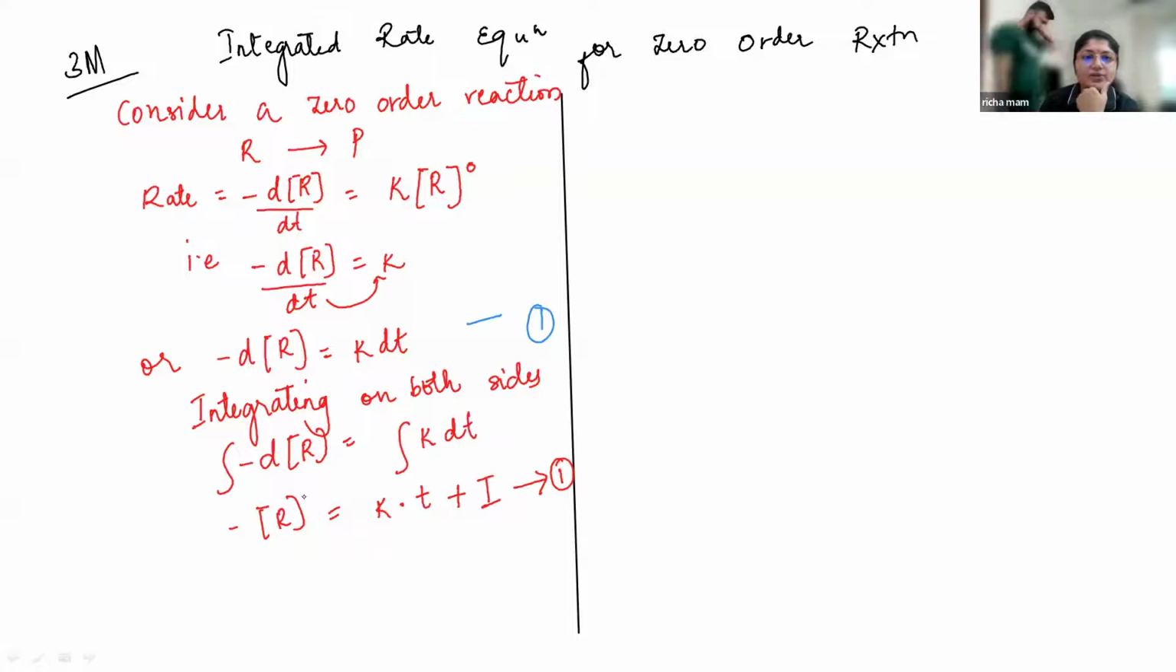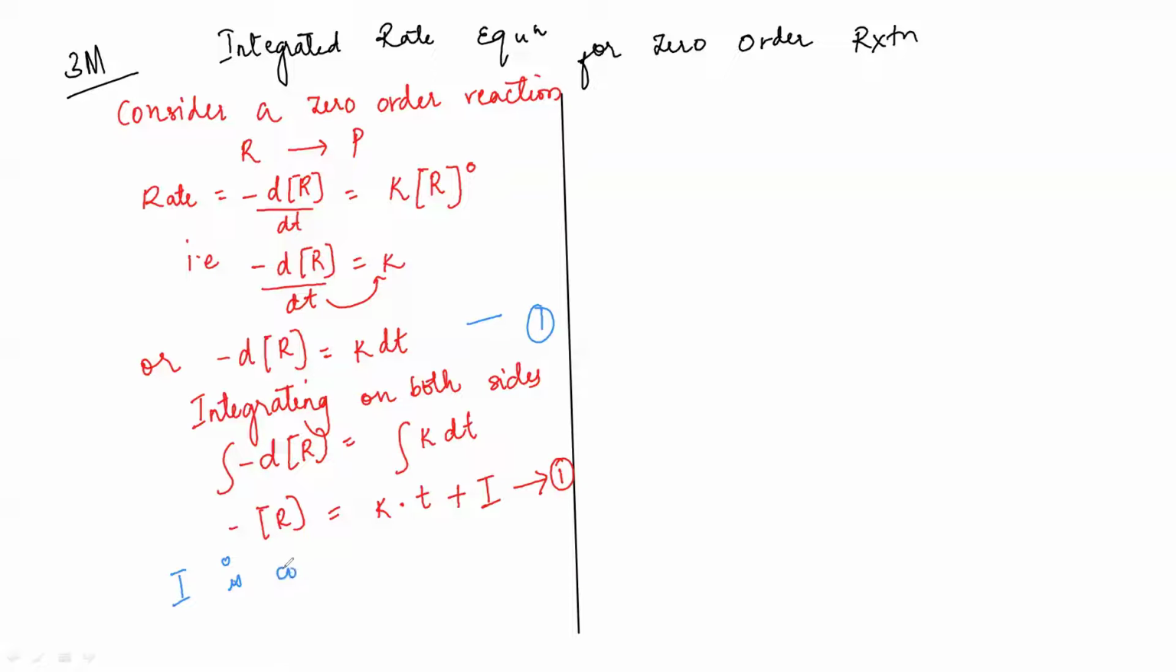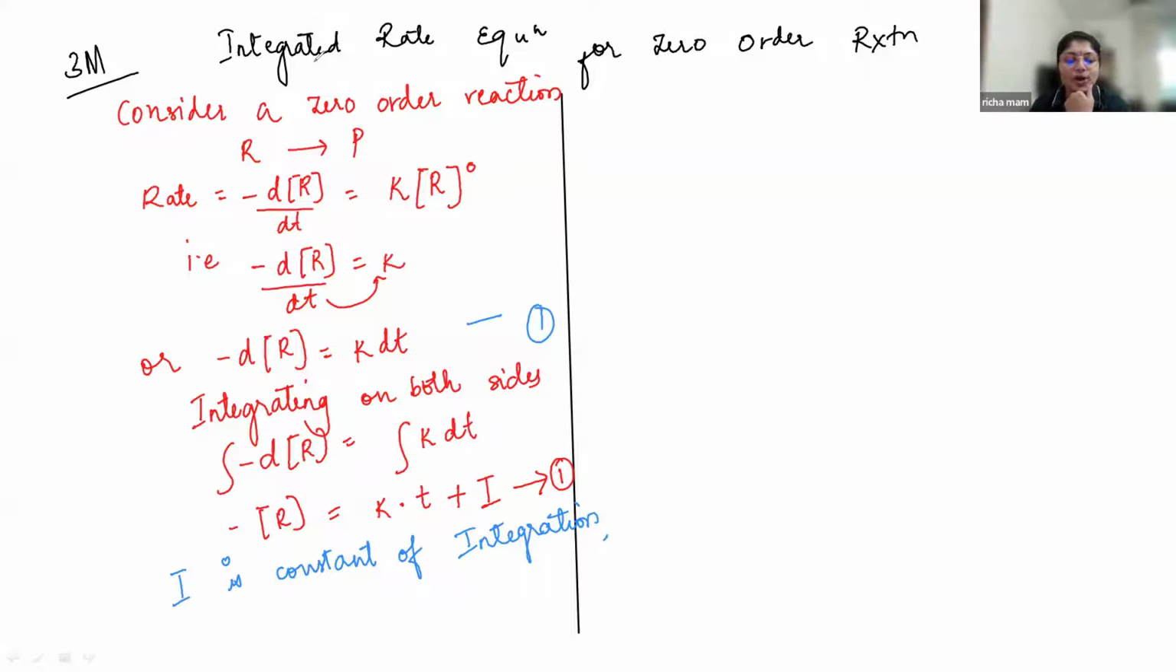Now, what is I here? I is the constant of integration. So how can you find its value? Its value can be found out by considering the initial conditions. So we can consider t equals 0. If we consider these conditions, we can find the value of I.